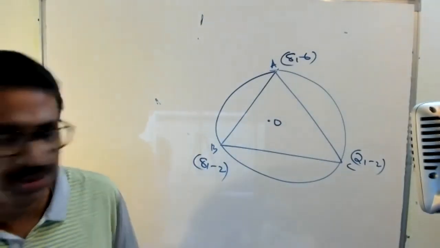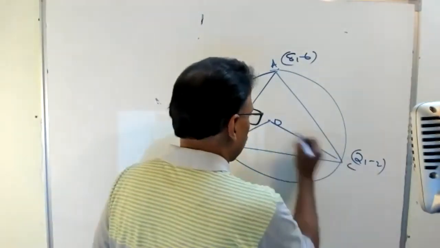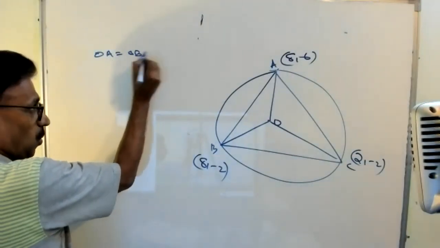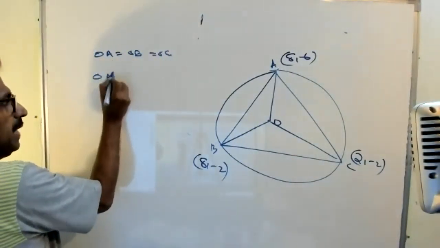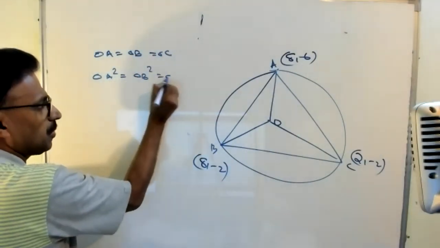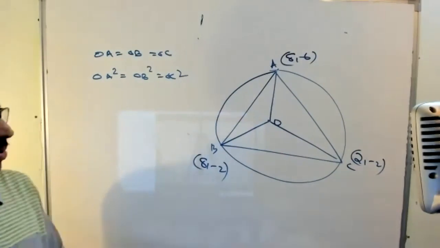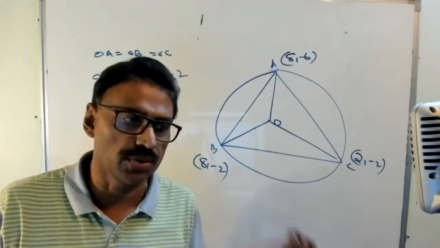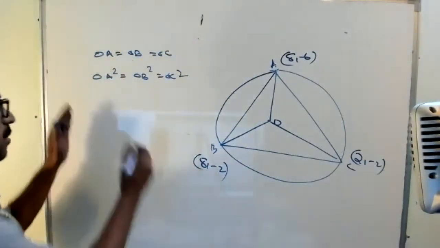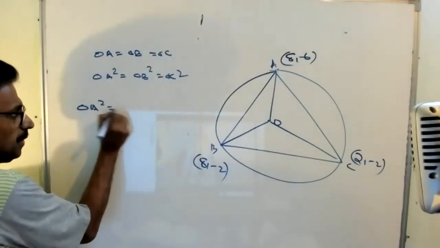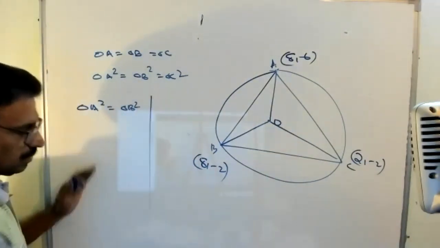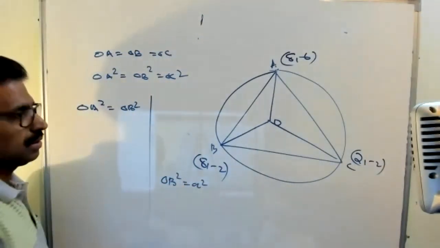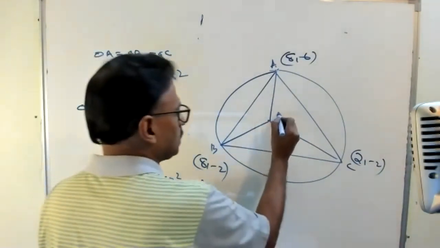Yes, OA equal to OB equal to OC. Okay, you write OA equal to OB equal to OC. Then OA square equal to OB square equal to OC square. Take one, OA square equal to OB square, get an equation. Then OB square equal to OC square, get another equation. Then solving, you will get X comma Y.